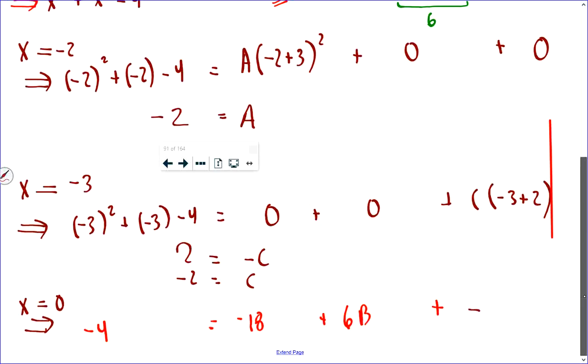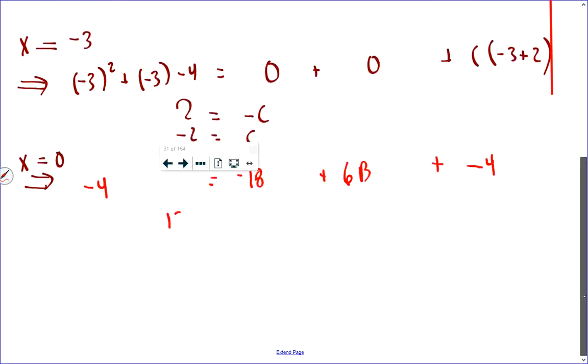And now you can solve this for b. Negative 18 and negative 4 is negative 22. I add the 22 to the other side and get 18 equals 6b, which means, I'll write that down for you to see it, b is equal to 3. So now we know a, b, and c.